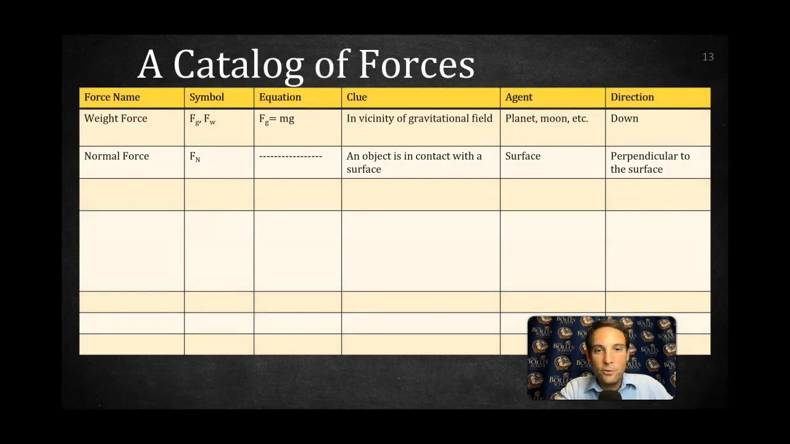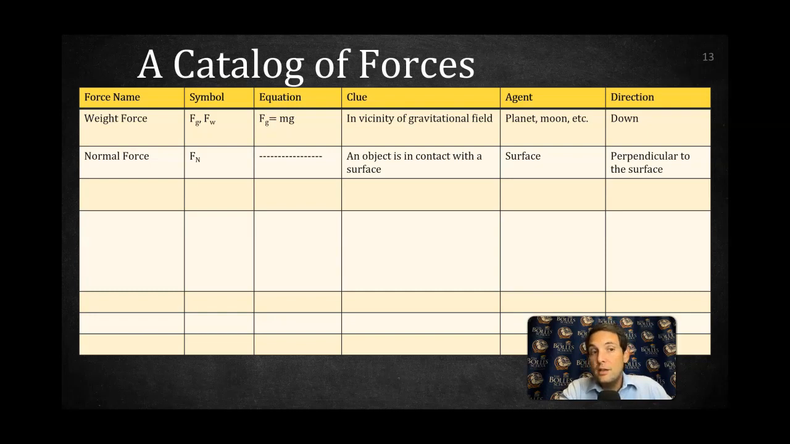Next up we have the normal force, and the clue here is going to be an object is in contact with any kind of surface. The surface could be one book on top of another book, one box on top of another box. With a book against the wall, the wall would be the surface. In the other examples, the books were each surfaces. So the agent will be whatever the surface is, and the direction will be perpendicular to the surface.